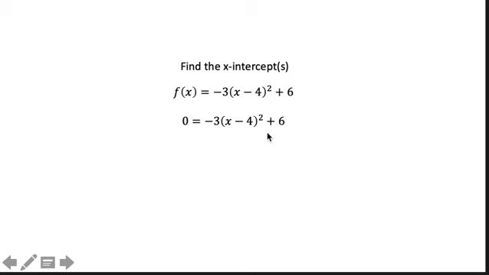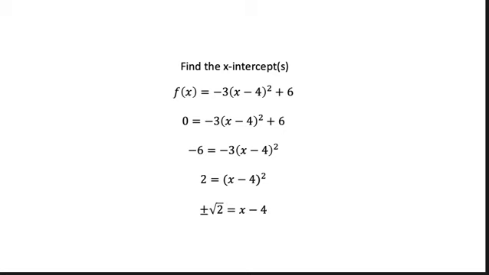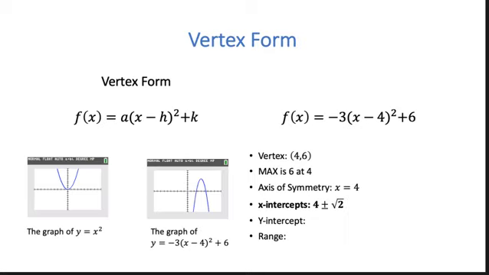Because of the way this is written, I'm going to solve this using the square root method. I'm going to subtract 6 from both sides, then divide by -3, and then take the square root of both sides. So x minus 4 is equal to plus or minus the square root of 2. When I add 4 to both sides, I get x is equal to 4 plus or minus the square root of 2. So the x-intercepts are 4 plus the square root of 2 and 4 minus the square root of 2.